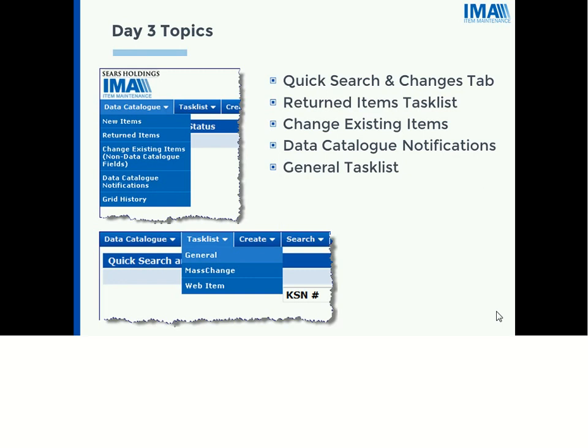The topics we're going to cover are Quick Search, the Changes tab, and the Returned Items task list. Here you can see, if you hover over the data catalog in the menu, you'll see new items first, and that's what we covered yesterday. Today we're also covering returned items, change existing items, and data catalog notifications. Grid history we covered yesterday. Then if you hover over task list, we are going to be covering the general task list today as well.